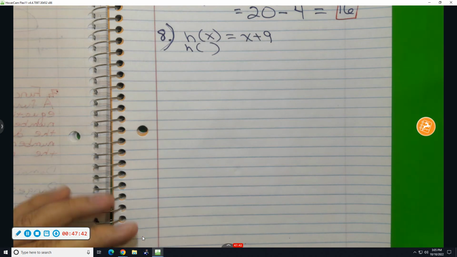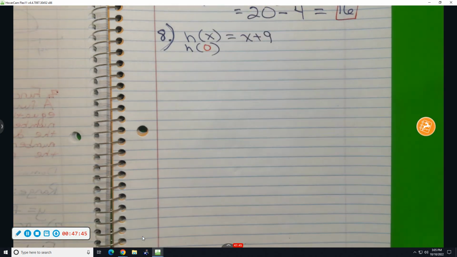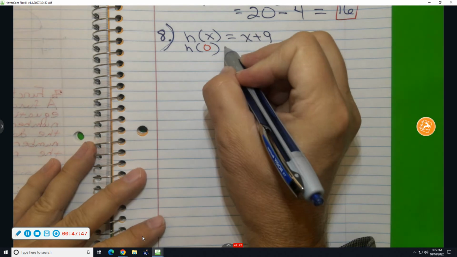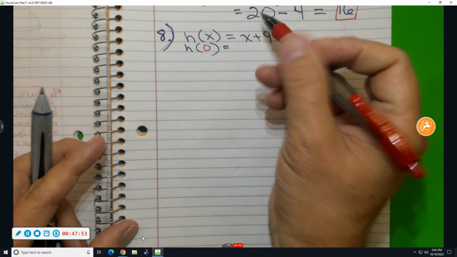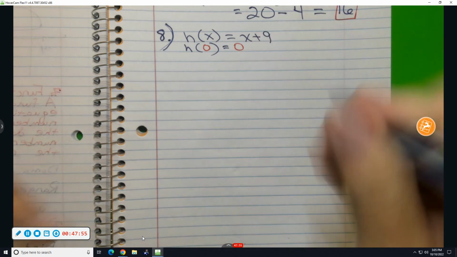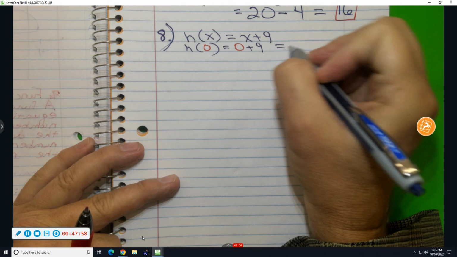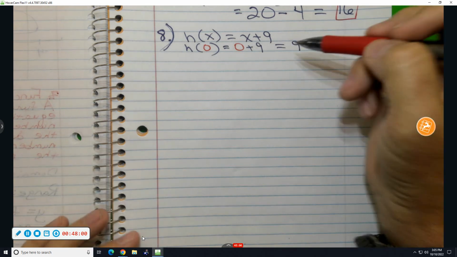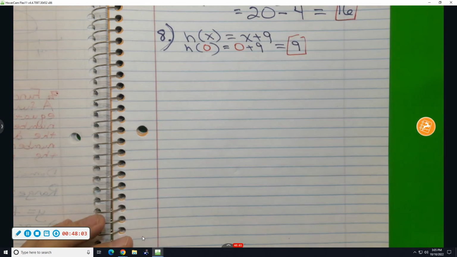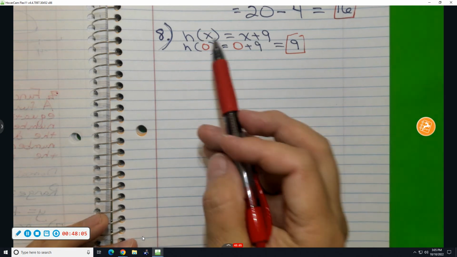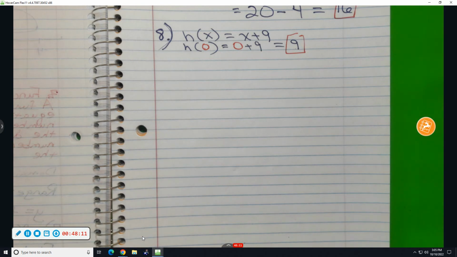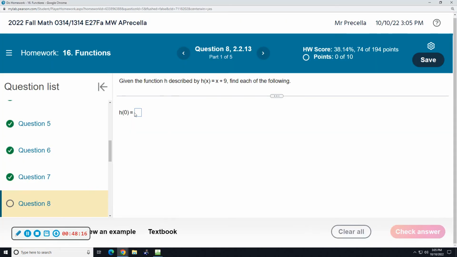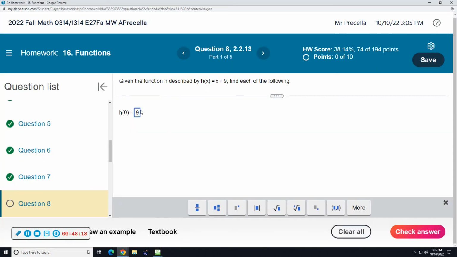H of 0. That says go to h, and wherever you see an x, replace it with 0, so we have 0 plus 9, which is just 9. Once again, realize we're still generating ordered pairs. When x is 0, the y value is 9.